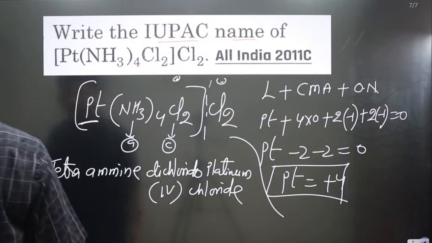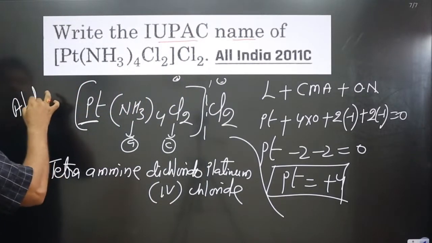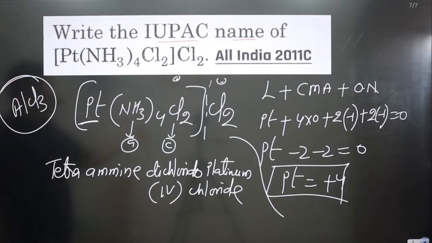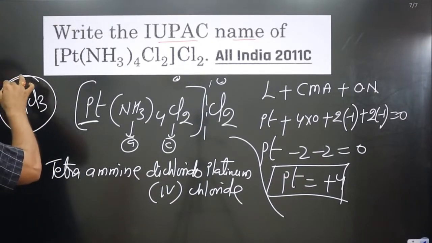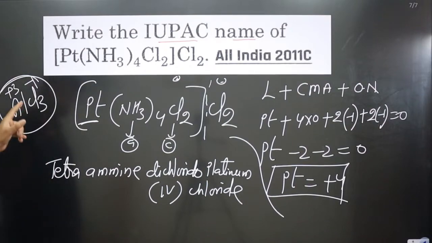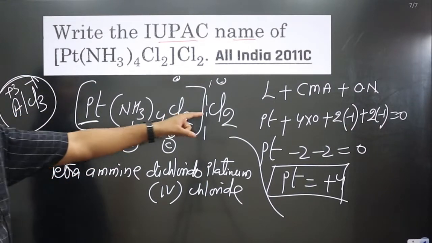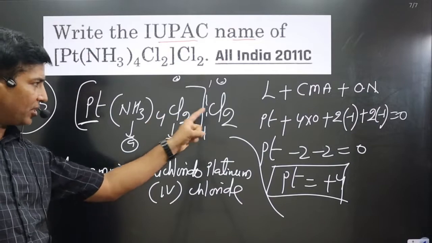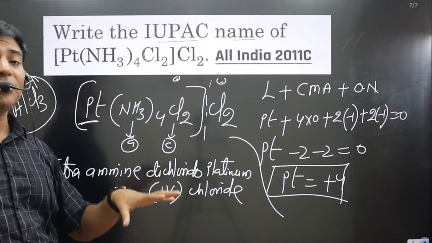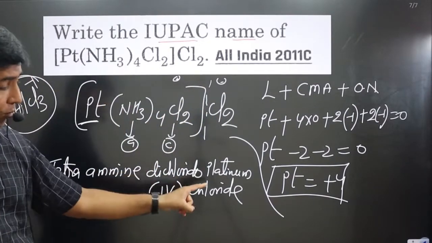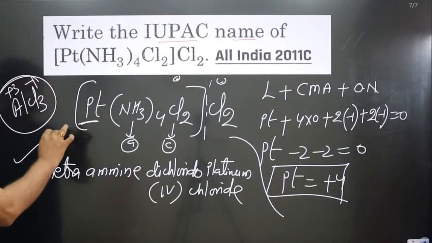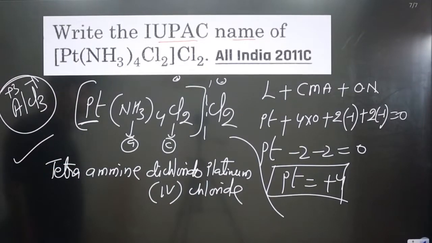For example, if I mention AlCl3, we cannot say aluminium trichloride. We say aluminium chloride. The 3 is coming because we balance the charge. Aluminium is plus 3 and Cl is minus 1. We balance the charge, then it is coming 3. Similarly, here also we balance the charge of this complex as well as this anion. Then we are getting 2. You should not write dichloride. Only chloride is correct. So the name is tetraamminedichloridoplatinum(IV) chloride.